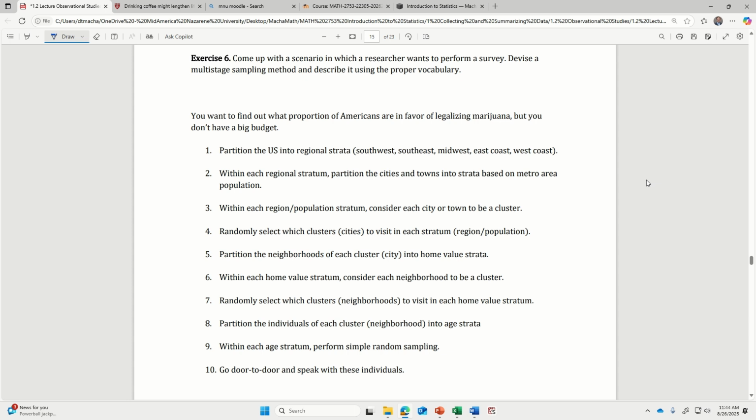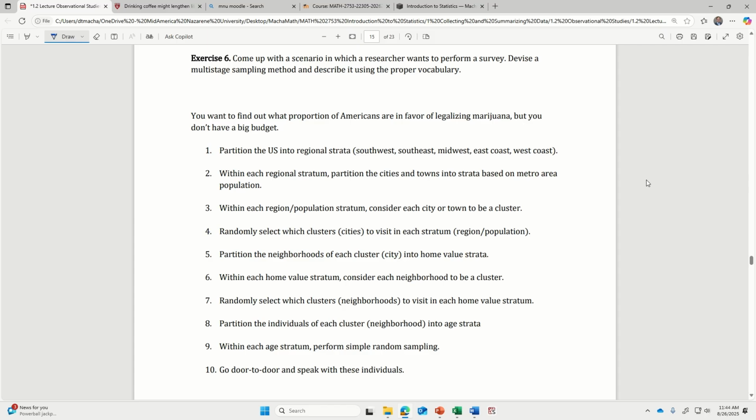Because in almost every matter of public opinion, you'll find that upper class, middle class, and lower class have different opinion distributions. And so it's always a good idea to partition according to home value or household income or something like that. In this case, home value is easy to look up for neighborhoods. Most neighborhoods are built with relatively the same home value. So I partition the neighborhoods into strata.